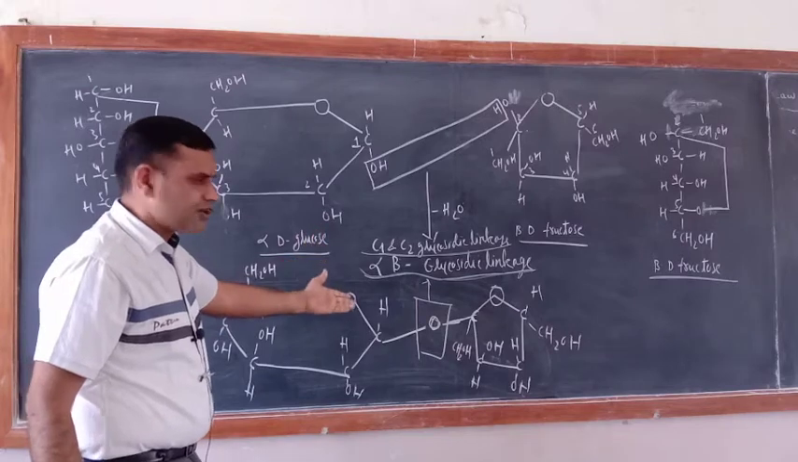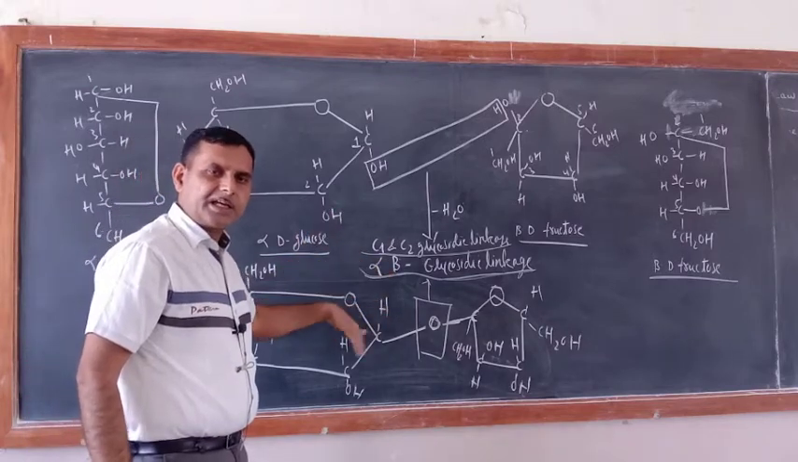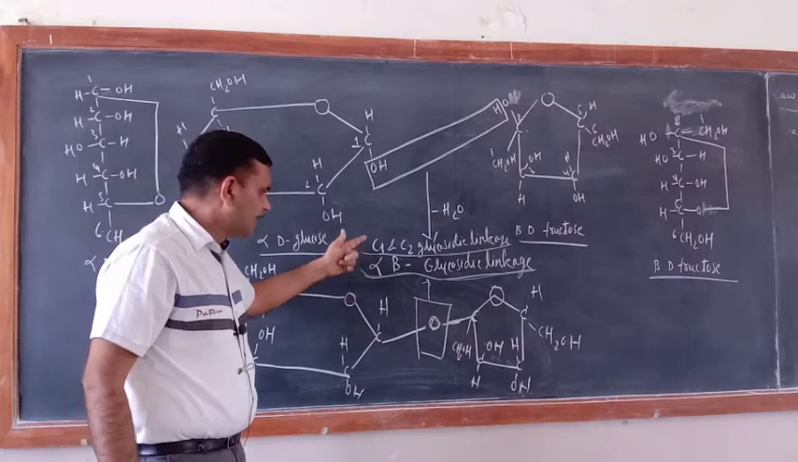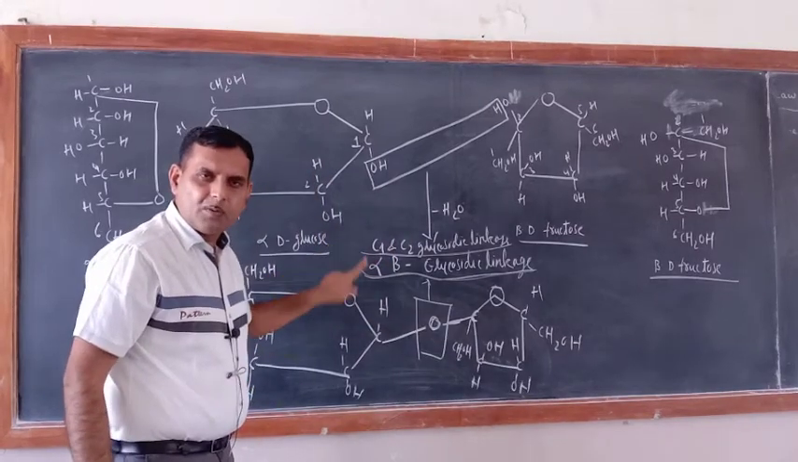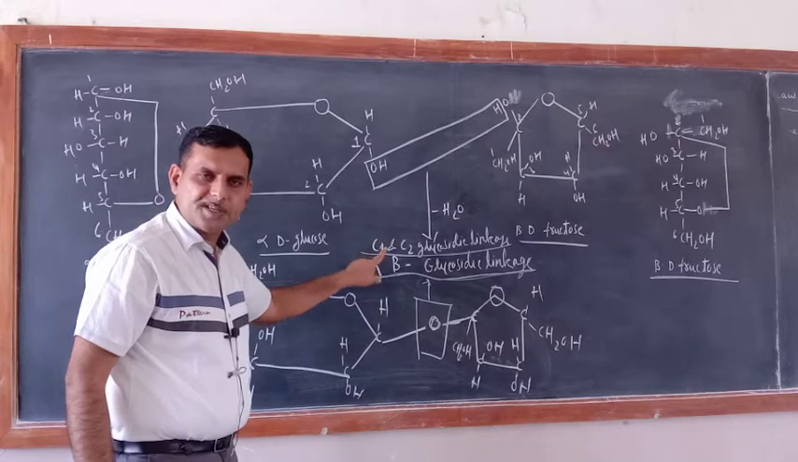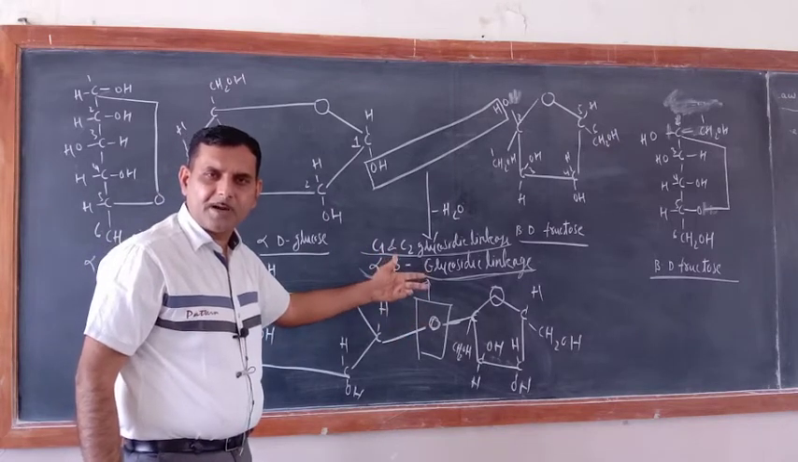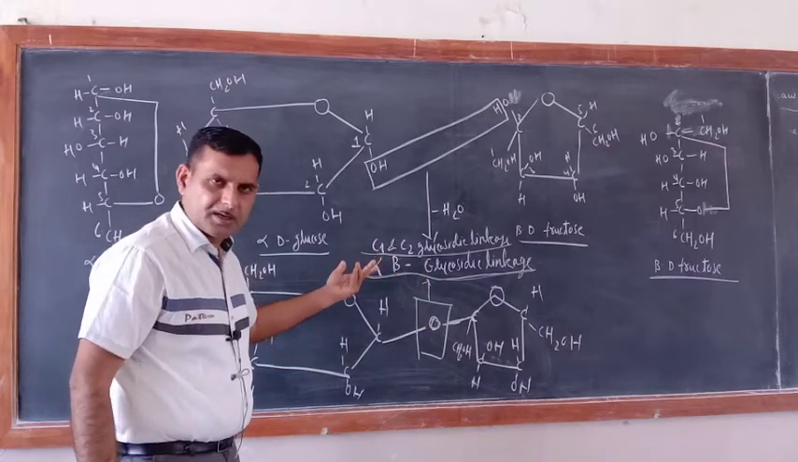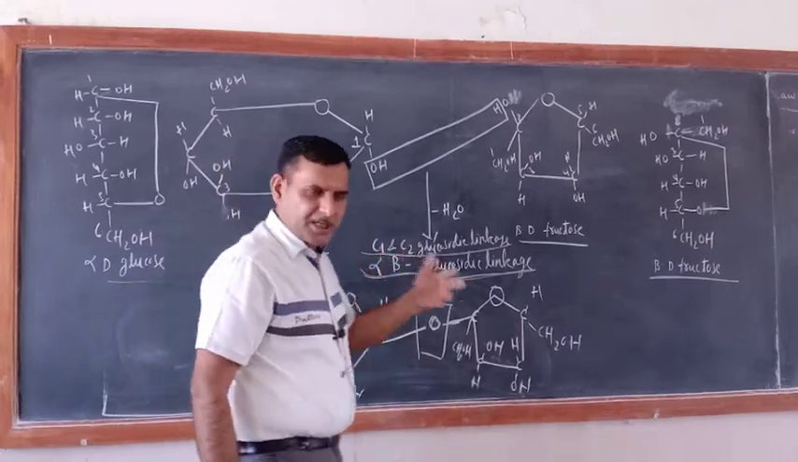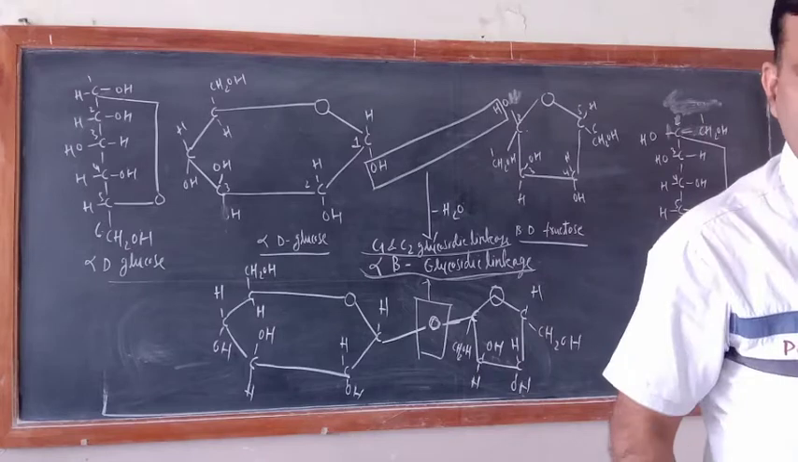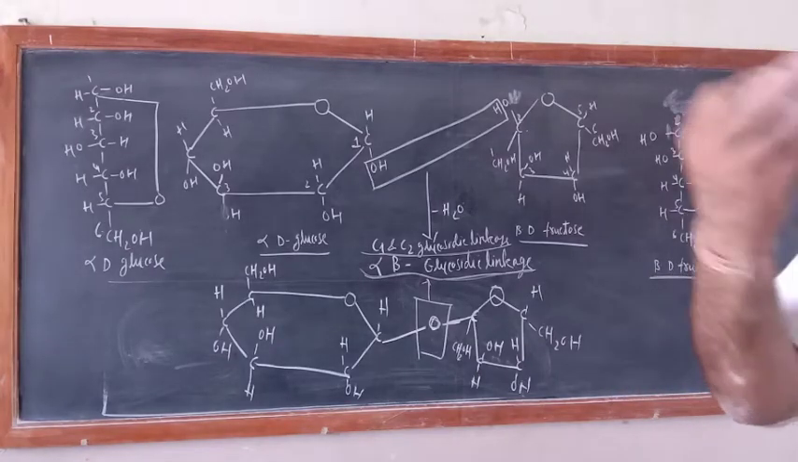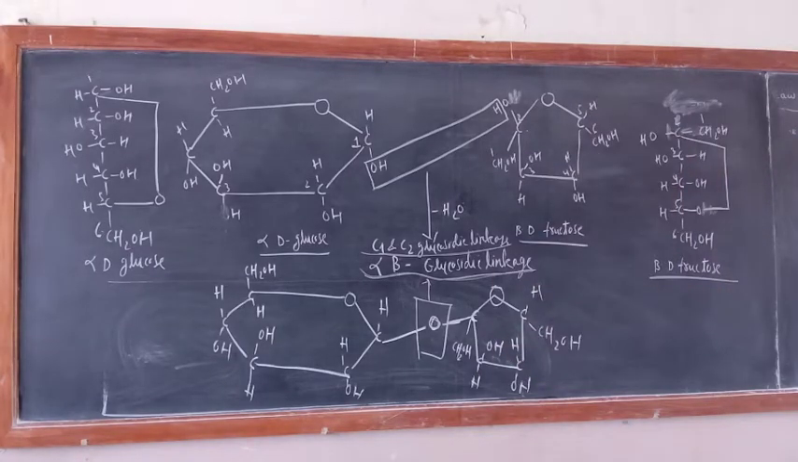Yes. So as you wish, alpha beta glycosidic linkage, or C1-C2 glycosidic linkage. C1, the number 1 carbon atom of glucose, and C2, the number 2 carbon atom of fructose, beta D-fructose. Over. So this is the glycosidic linkage present in sucrose. Same way I have to explain in case of maltose, and same way in case of lactose also.